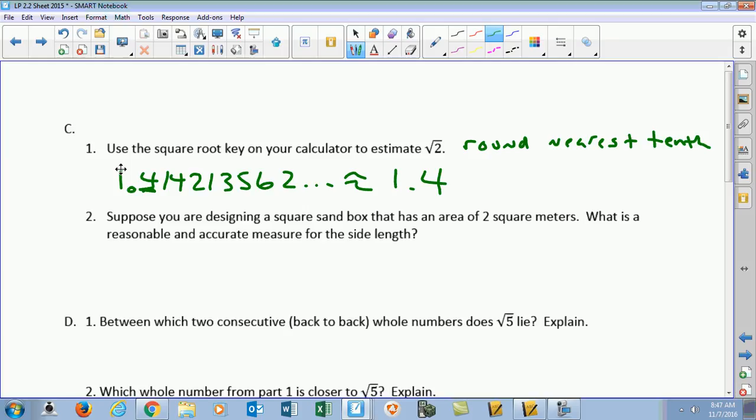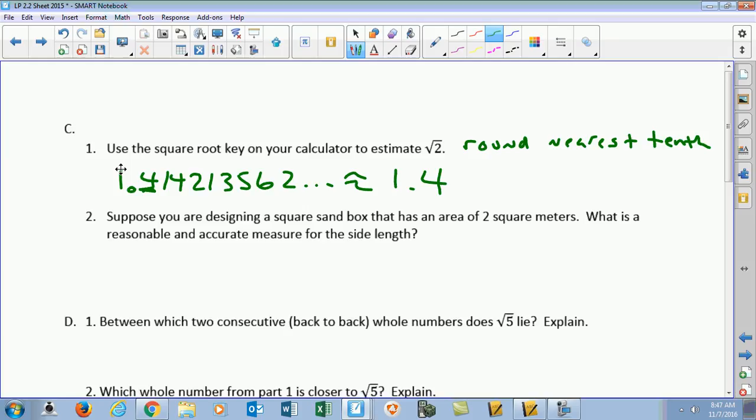All right, so number 2 says, suppose you are designing a square sandbox that has an area of 2 square meters. What is a reasonable and accurate measure for the side length? So think about this for a minute. Think of a tape measure, right? You've got a tape measure, and I'm measuring a sandbox. I'm cutting these pieces of wood. First of all, it's going to be a pretty small sandbox.